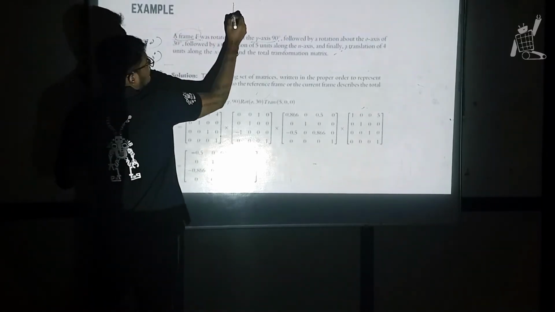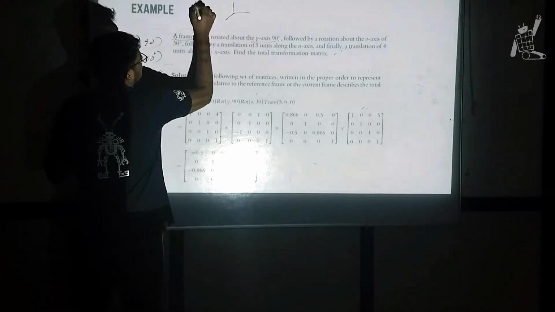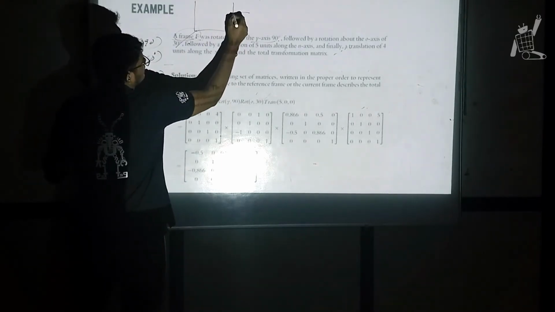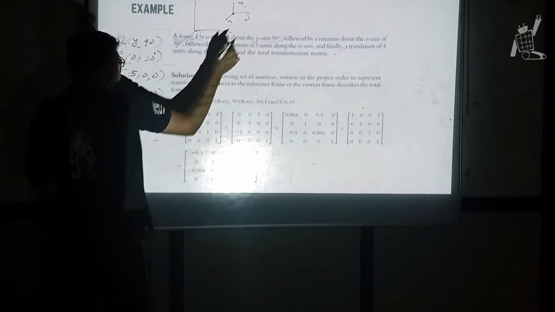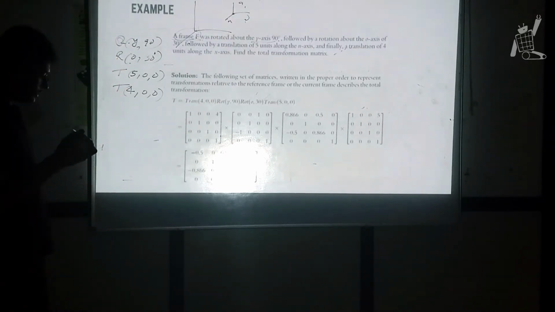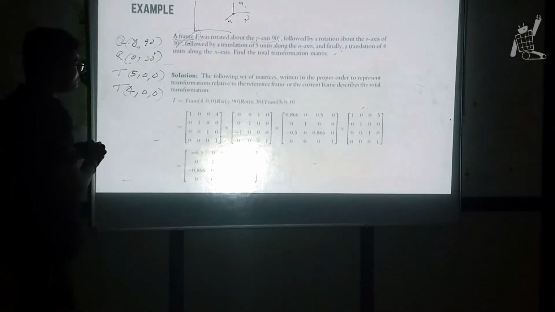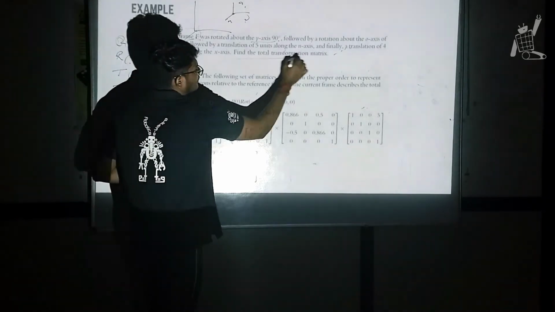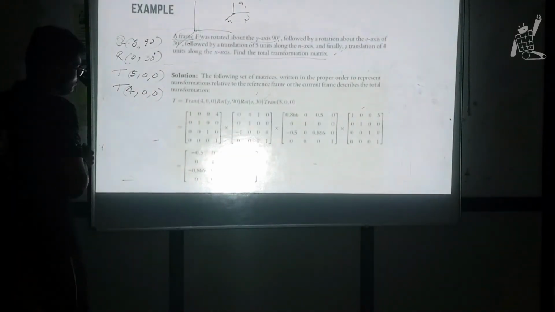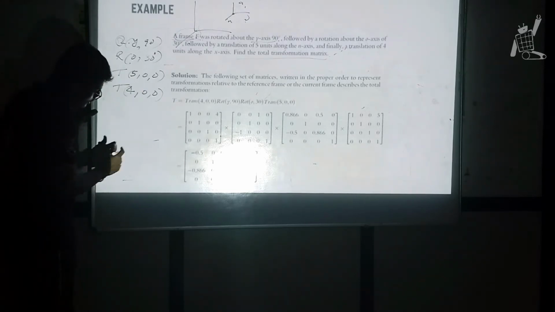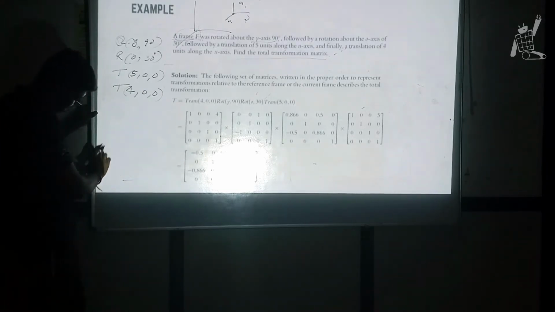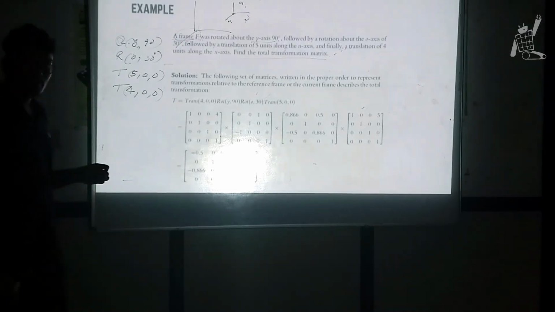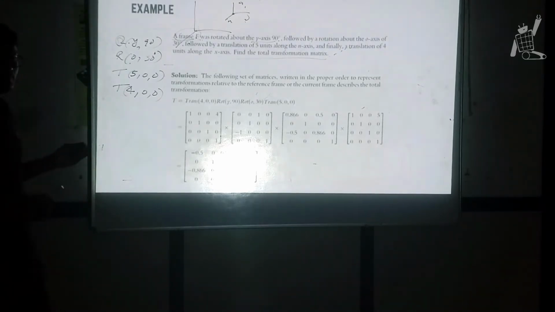F matrix means FNOI matrix. This is the reference frame. This is the FNOI. This much rotations and translations happen to it. So you need to find the total transformation matrix. Anything which happened with respect to the reference frame will be pre-multiplied. Anything happened with respect to its own frame, the moving frame, will be post-multiplied.